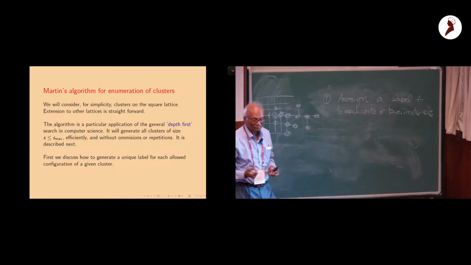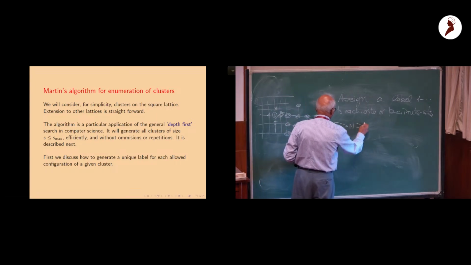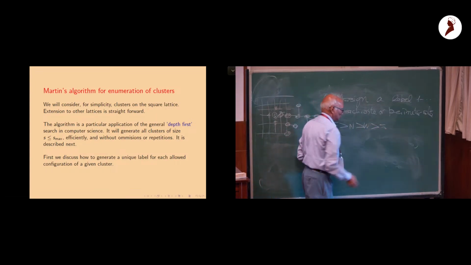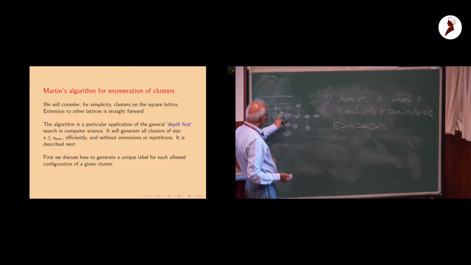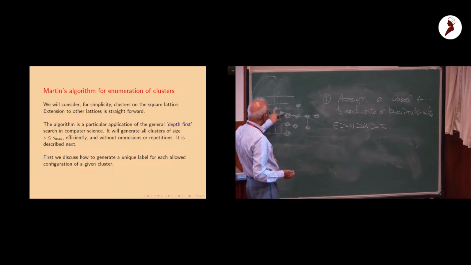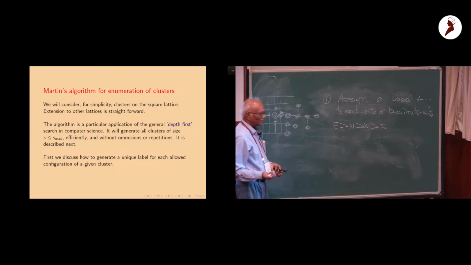There are many neighbors. I have an ordering list. East comes before north, comes before west, comes before south. It's an arbitrary ordering, but I have decided. So the first neighbors of 1 will be called 2, 3, 4, 5. Now some of these sites are occupied, some are unoccupied. So I will look at the first occupied site.